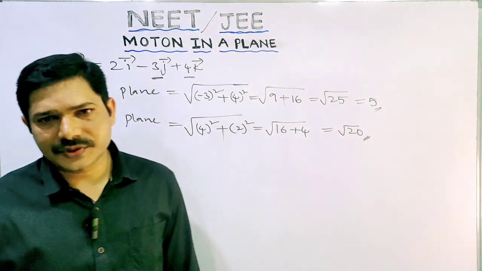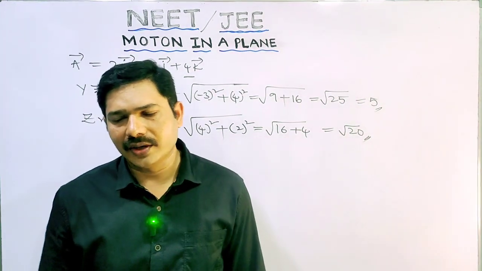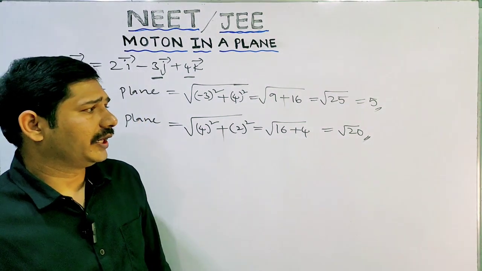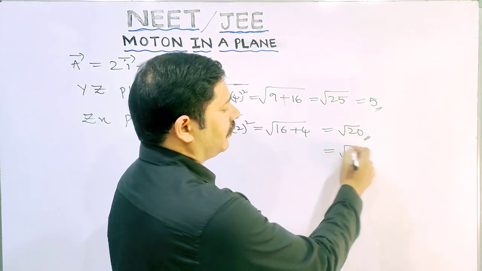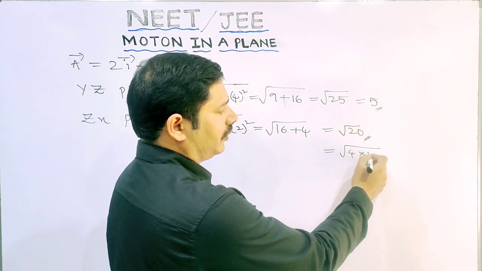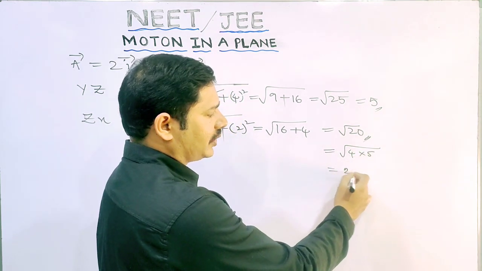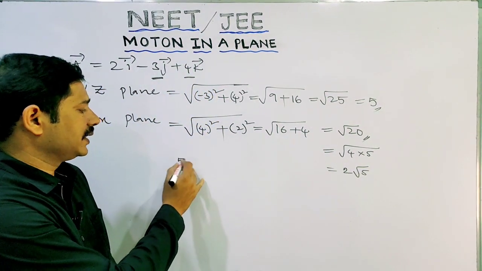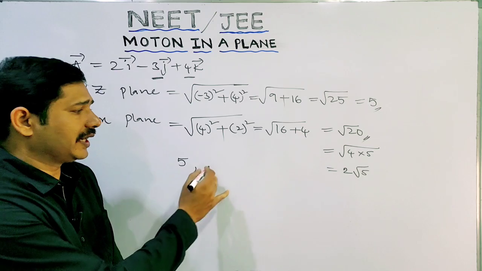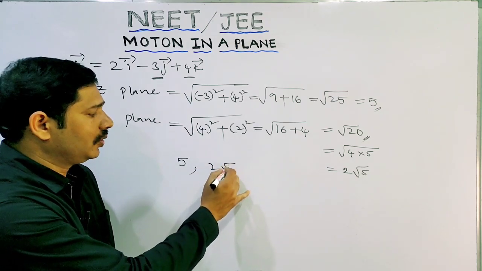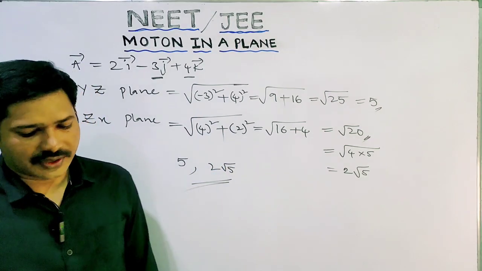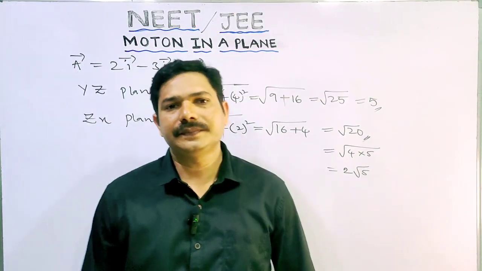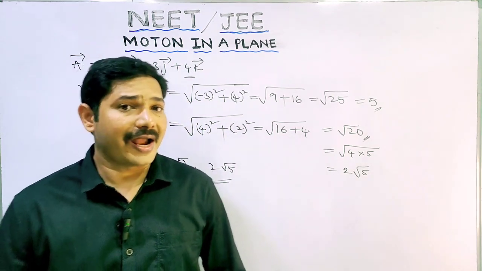Root 20 and the options: 2 root 5 is given, root 20 is not there. So we can write this as 4 into 5, root 4 is 2, so 2 root 5. Therefore, the YZ plane component is 5 units and the ZX plane component is 2 root 5 units. So which option is correct? The second option is correct.